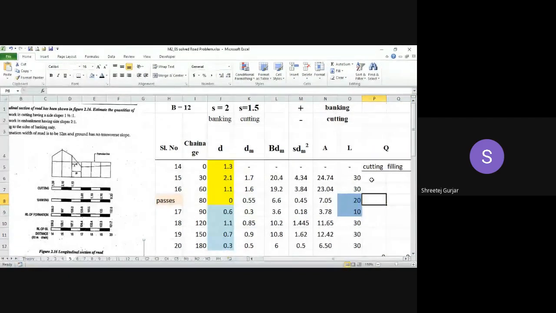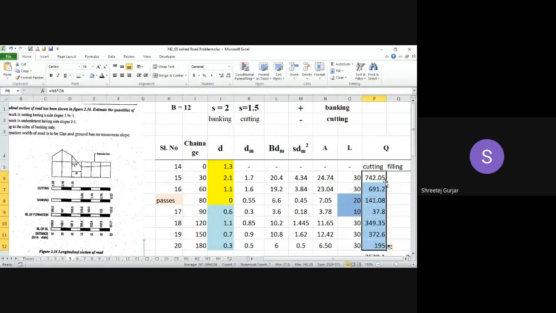Next, for cutting, how do you calculate quantity? It is nothing but area into your length, right? Area into your length. Totally I have written. So how much part is cutting? This part is cutting, right? So this part is coming under cutting and this part is under filling. So I'll just shift it over here.